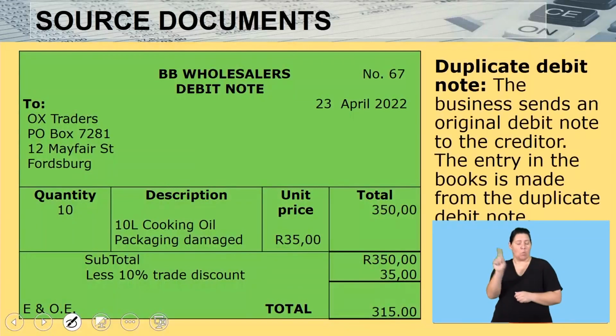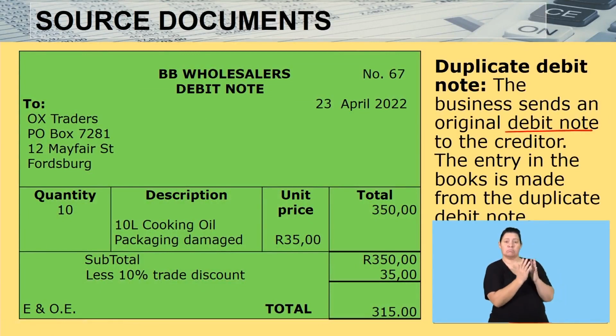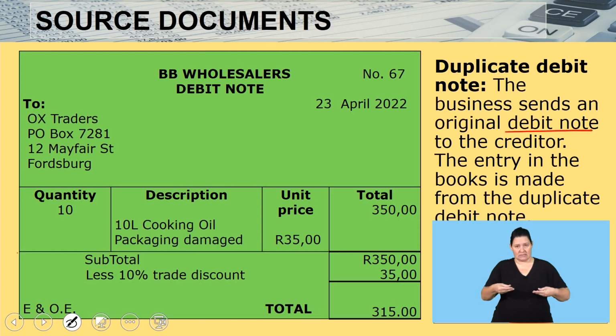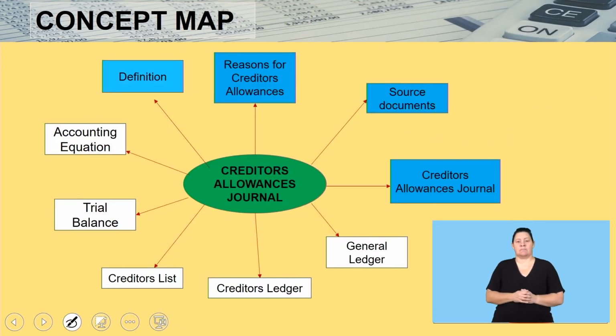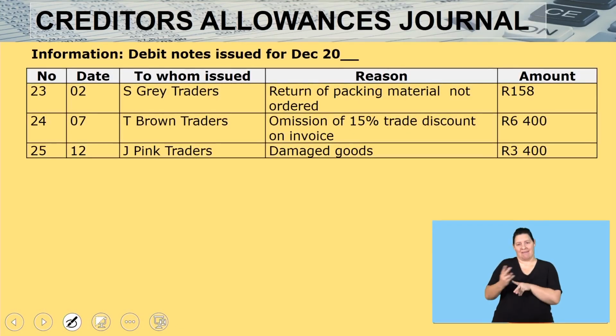So when we are recording in the creditors' allowances journal, we will use a source document called a debit note. The business sends an original debit note to the creditor, and the entry in the books is made from the duplicate debit note. After the source document, I am going to take you quickly to the preparation of the creditors' allowances journal.